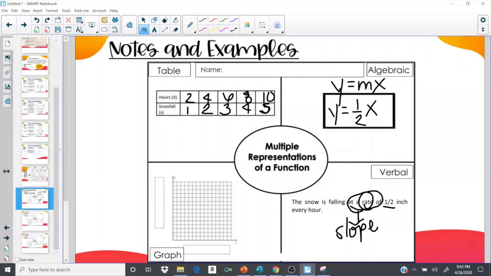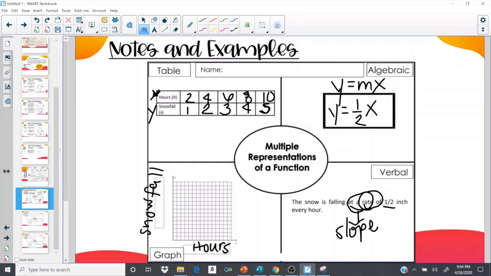From there, we're going to create a graph that represents the relationship. If you want, you can label your graph: your x values, which will be your hours, and your y values, which represent the snowfall. You will label them hours and snowfall. So from there, we can graph. We can plot our points.